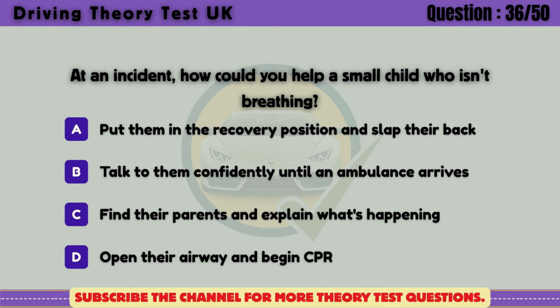Question 36. At an incident, how could you help a small child who isn't breathing? Option A. Put them in the recovery position and slap their back. B. Talk to them confidently until an ambulance arrives. C. Find their parents and explain what's happening. D. Open their airway and begin CPR.